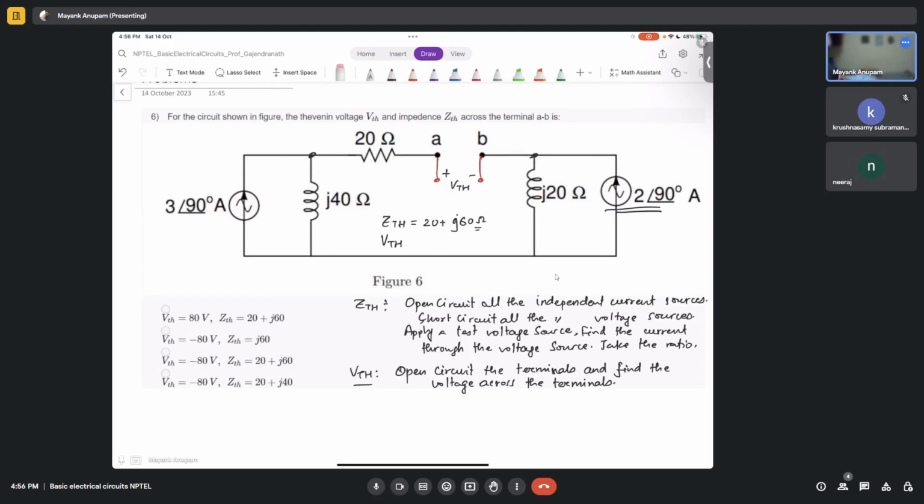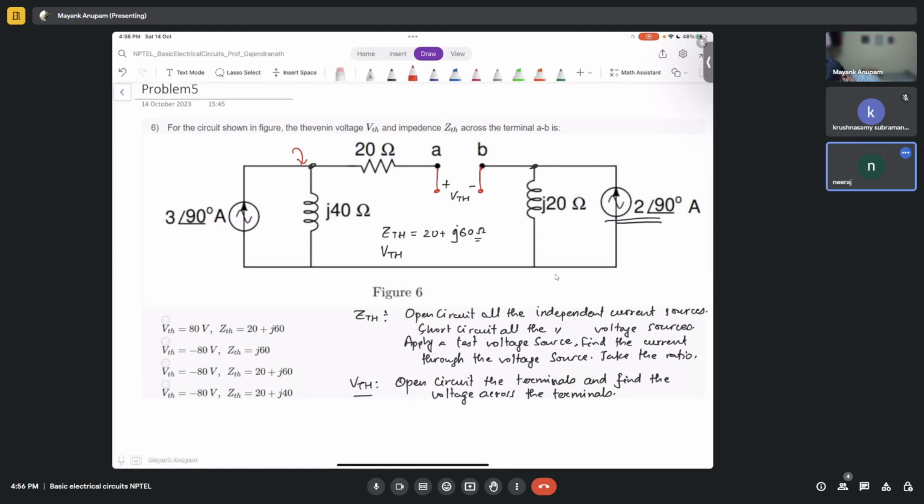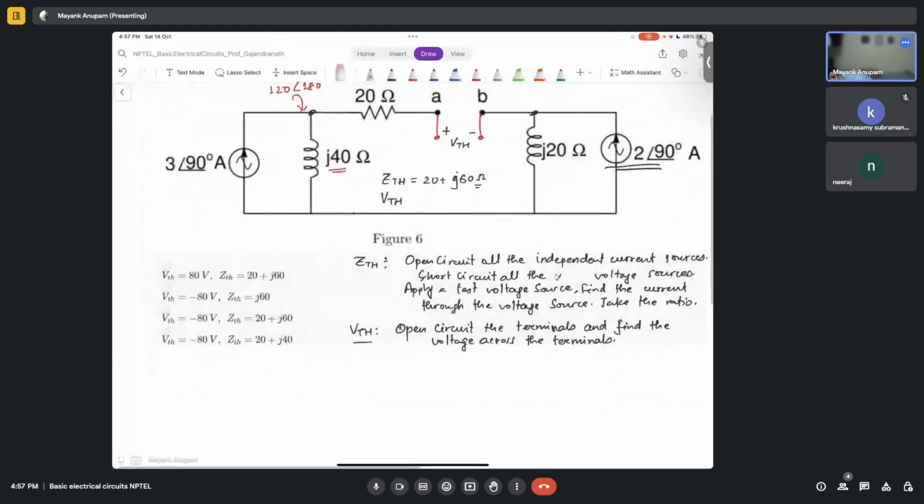This is equal to 3 angle 90 into J40, right? So what is that? 3 into 40 is 120, and then angle 90, and the angle contributed because of this J40 would be another 90. So it will be 180, correct? So this is basically the voltage here. Let's call it V1. The V1 would be 3 angle 90 multiplied by J40.